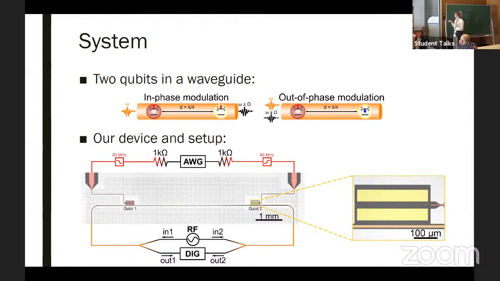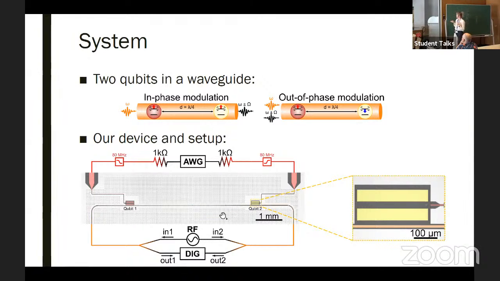And for this distance, if I send a tone to my waveguide and modulate the 2 qubits in phase, I will only have forward scattering, and if they are modulated out of phase, I will only have backward scattering.